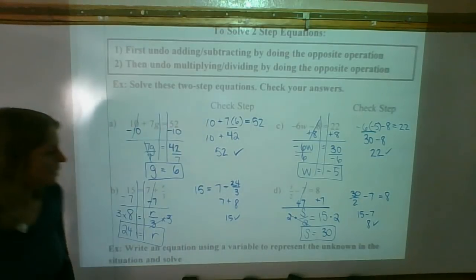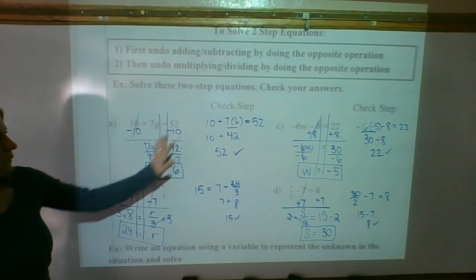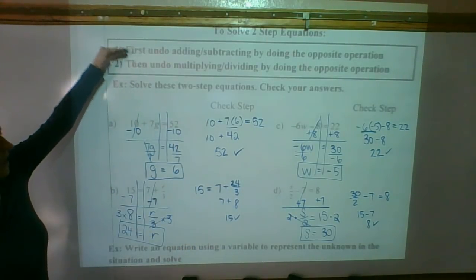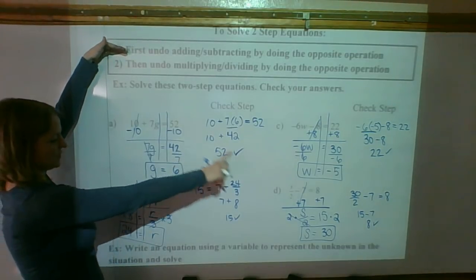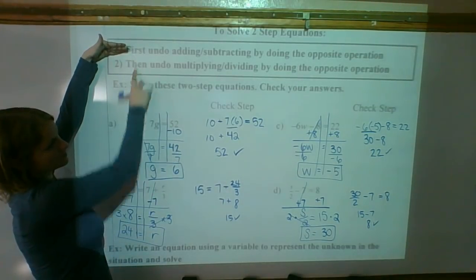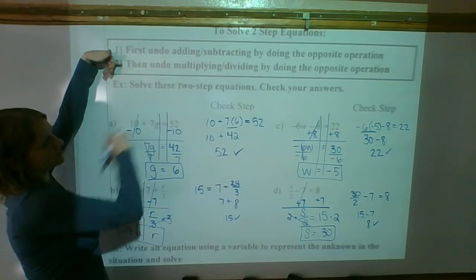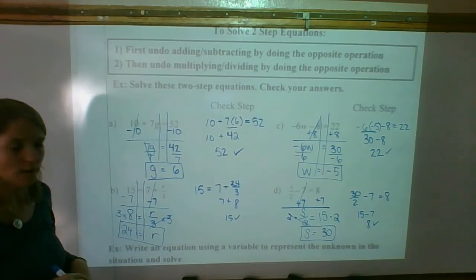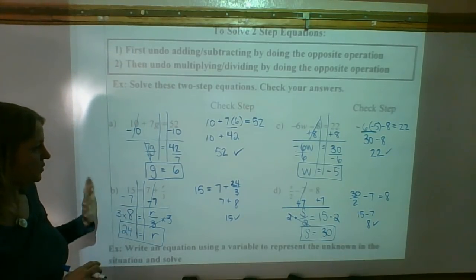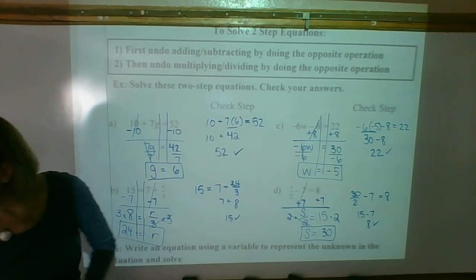Checks out. All right, so again, we went through all two-step equations. Every single problem, we either did an adding or subtracting first and to undo it, and then we undid the multiplying and dividing. Again, always doing the opposite. Okay, so now we're going to move on to a couple word problems.